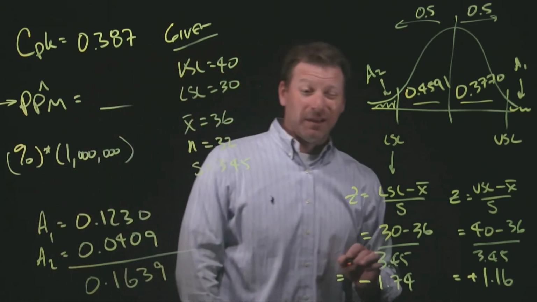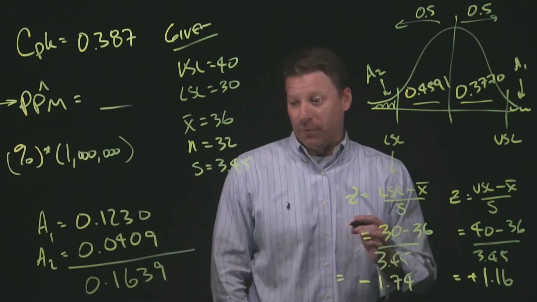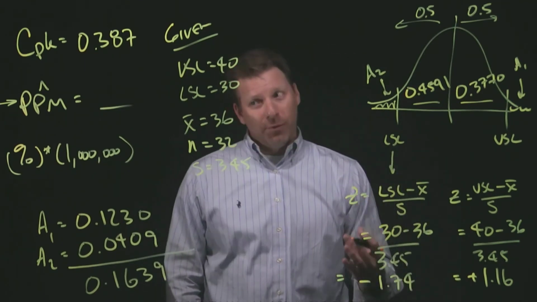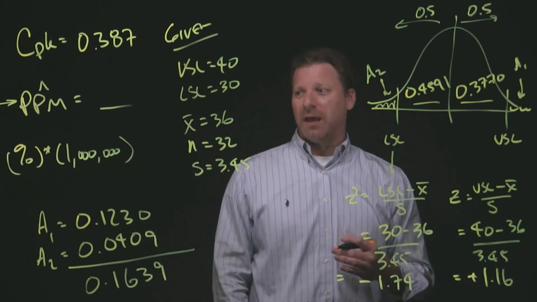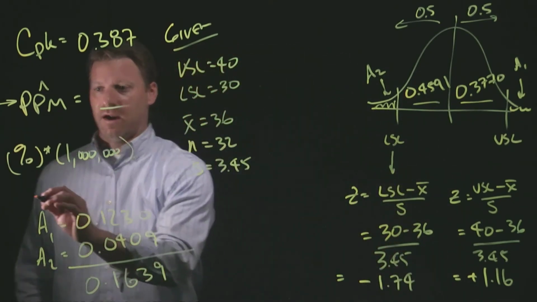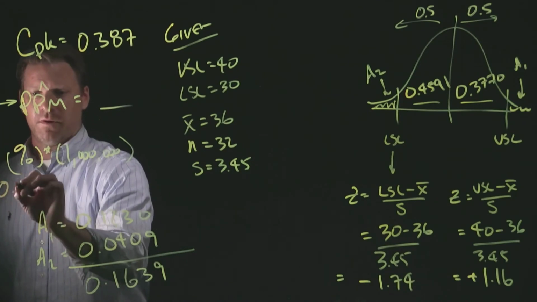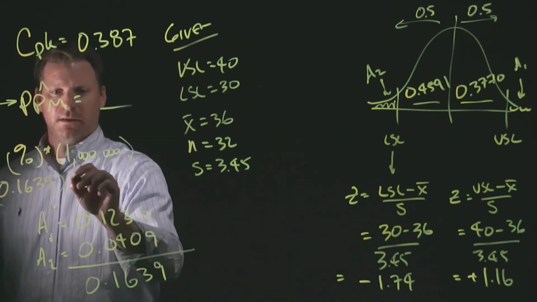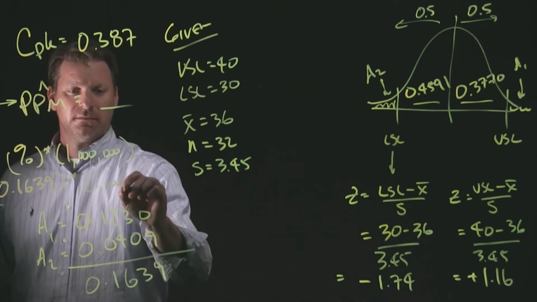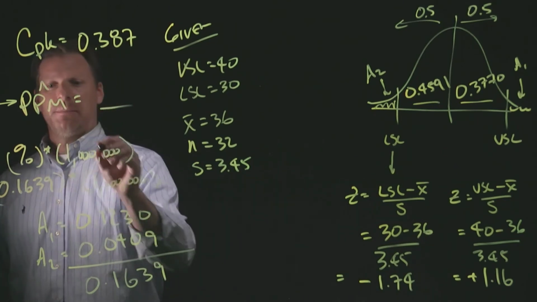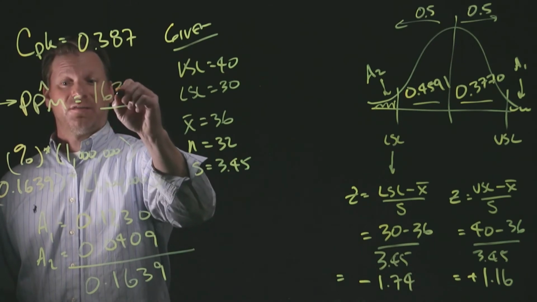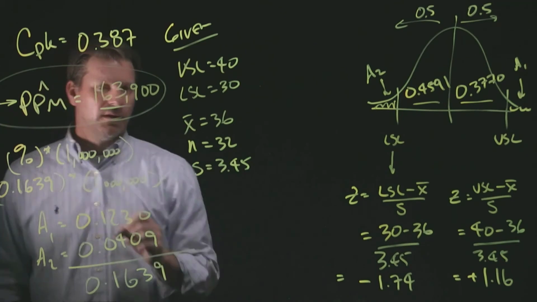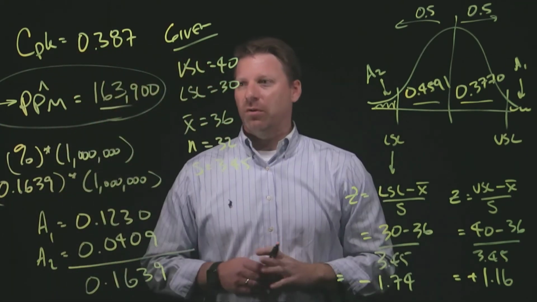0.1639. Basically what this is saying is 16.4% of everything we're doing is a problem. We don't really have to multiply this times 1,000,000 to see that, but if we want to complete that, our percentage is 0.1639 times my 1,000,000. That tells me my PPM is 163,900. That's the value we're looking for.